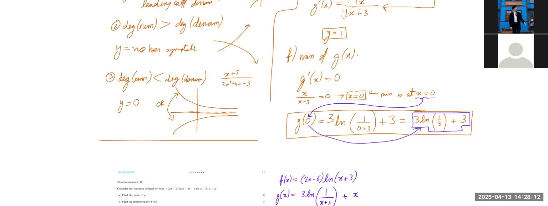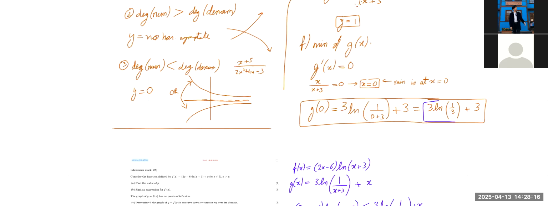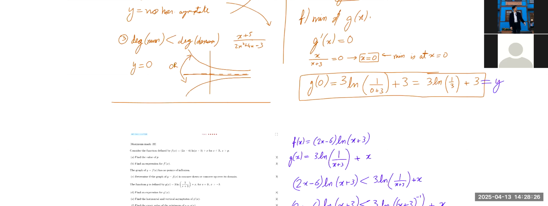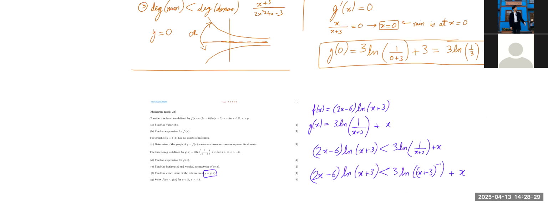Okay. And that is the exact value, right? I didn't put in decimals. So the y doesn't matter. It is just the y value. It's just how they write it basically. Okay, I got confused with that.